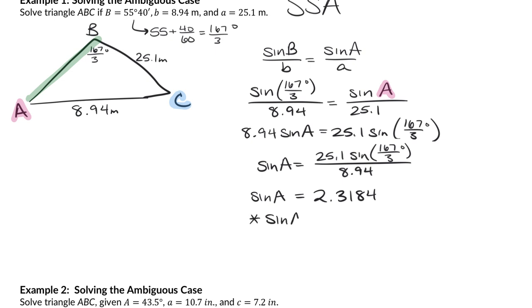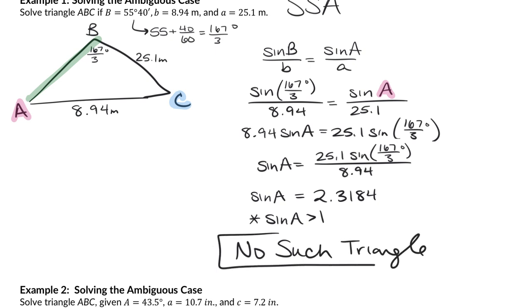This is sine of A being bigger than 1, in which case, if you go back and look at our stuff on the front page, did that ever work? No, sine of A being greater than 1 is impossible, which means we full stop right here. There is no such triangle that exists. There are 0 triangles that this would work for. And we're done. Does that make sense?